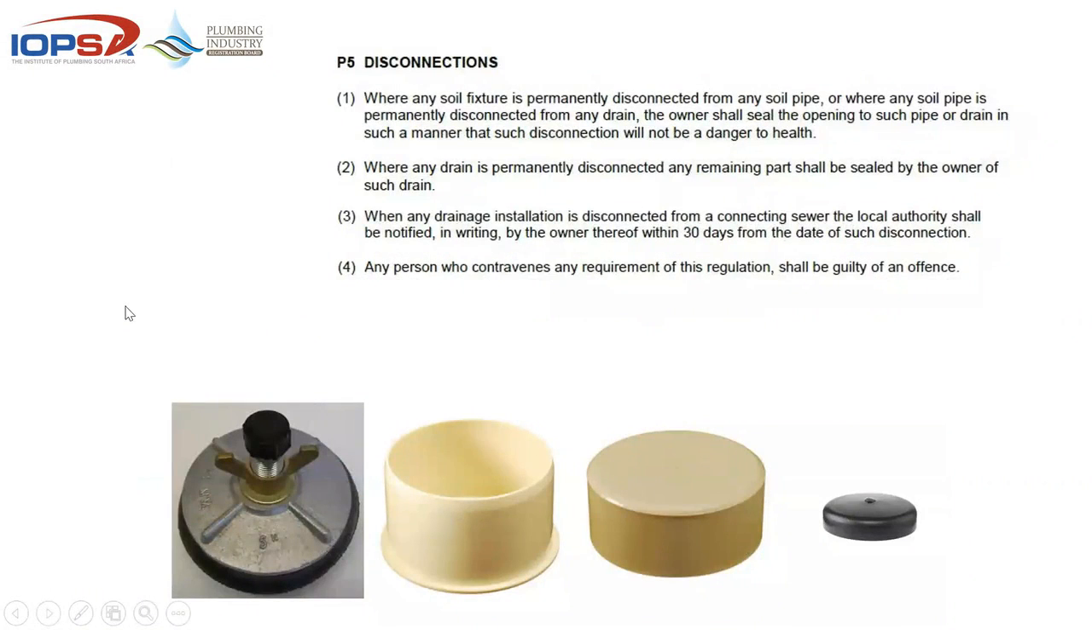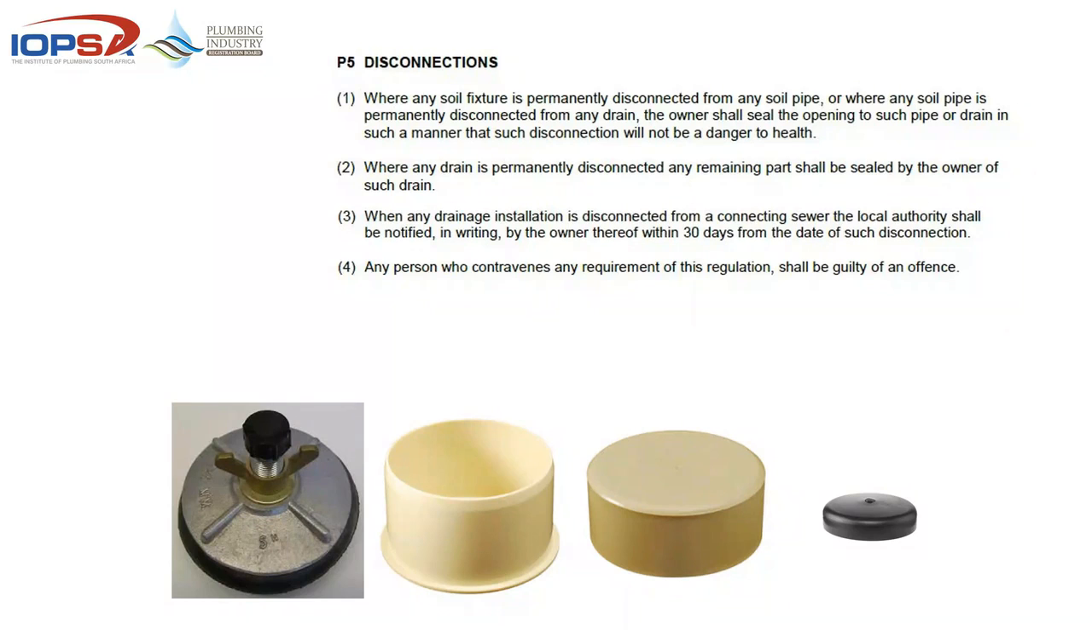Disconnections, where any soil fixture is permanently disconnected from any soil pipe, or where any soil pipe is permanently disconnected from any drain. The owner shall seal the opening to such a pipe or drain in such a manner that that disconnection will not be a danger to health. So it's not simply hacking the pipe off and backfilling a hole. We make sure that those things are watertight. Where any drain is permanently disconnected, any remaining part shall also be sealed by the owner of that drain.